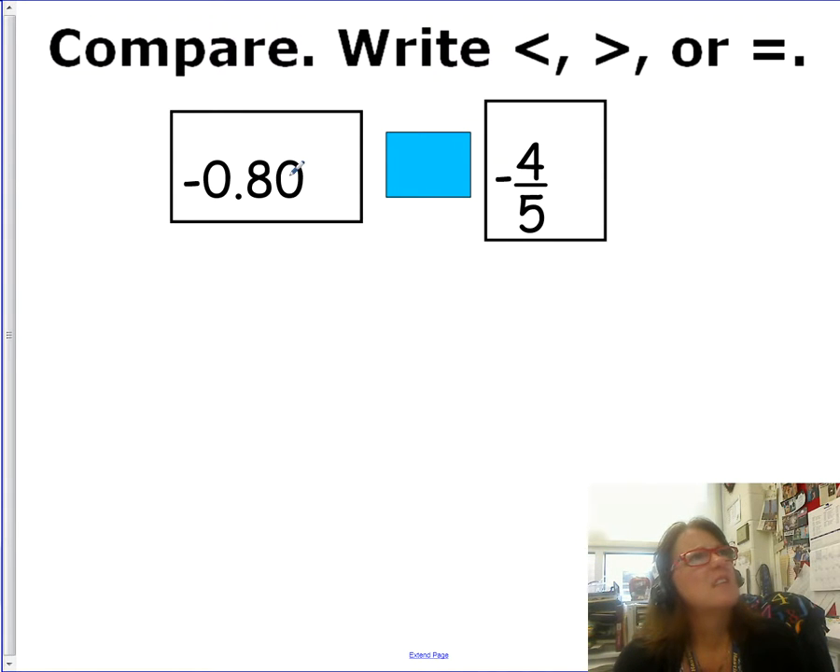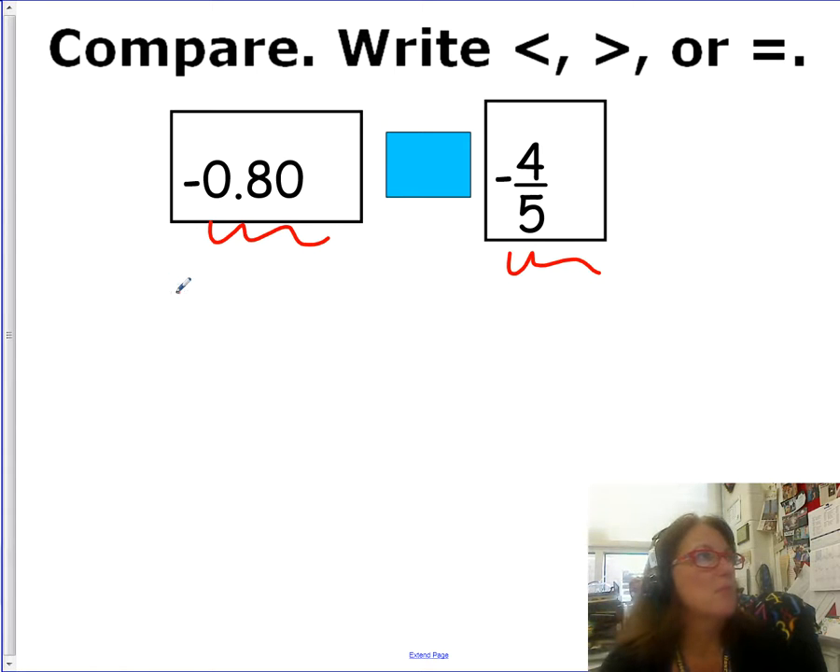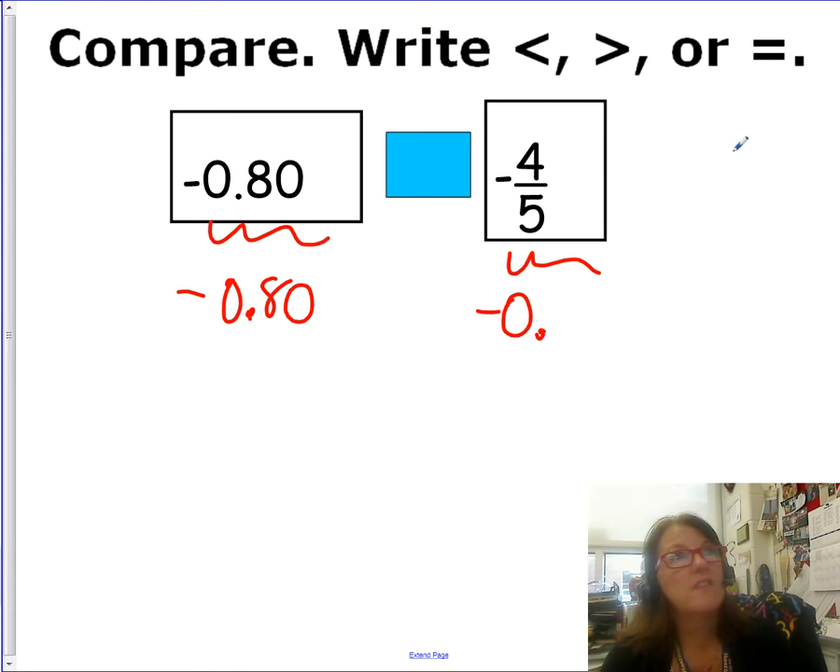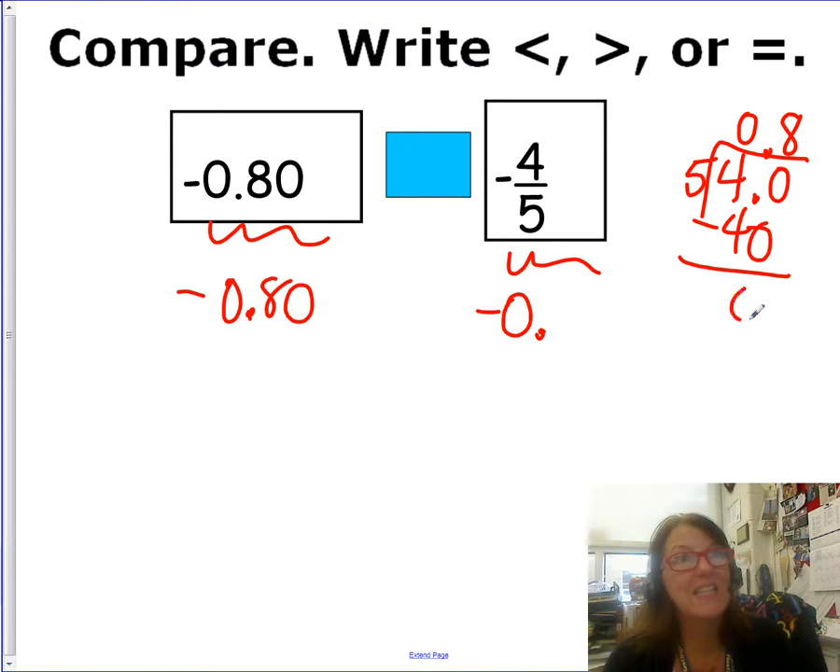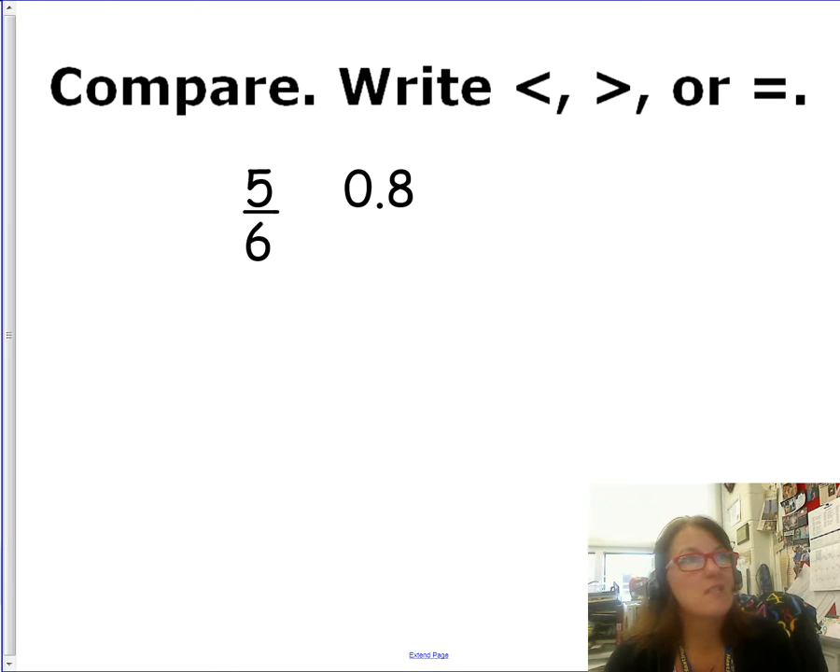Next, let's see. Here, you have a decimal and you have a fraction. Frankly, what I might do is leave this guy as the decimal, turn the -4/5 into a decimal, because that one works out quite nicely. Oh, look at that. You get exactly -0.8. They're equal to each other. Okay? Sometimes it's a little easier to work with decimals. Sometimes it's a little easier to work with fractions.